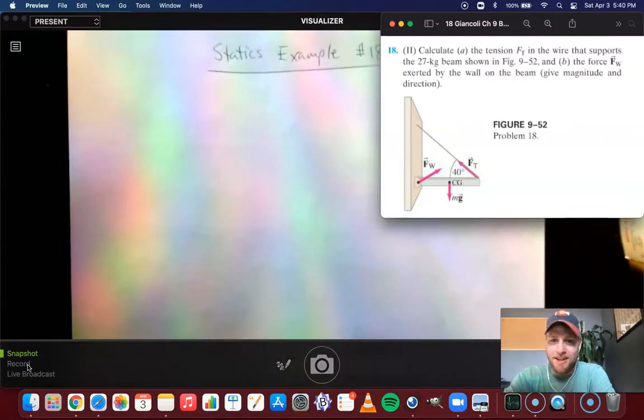So I found number 18. I think it's a good one. It says calculate the tension in the wire that supports this 27 kilogram beam and the force FW exerted by the wall on the beam. Give the magnitude and the direction.